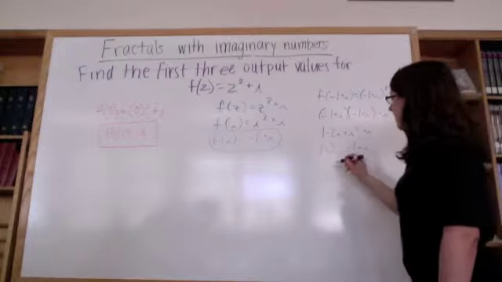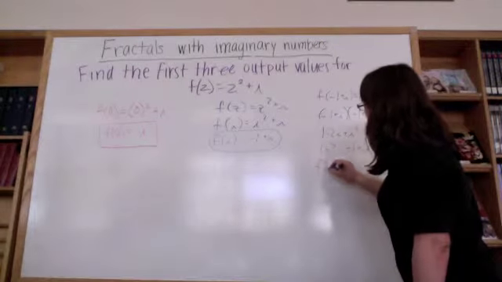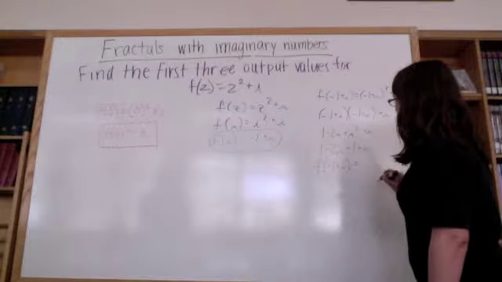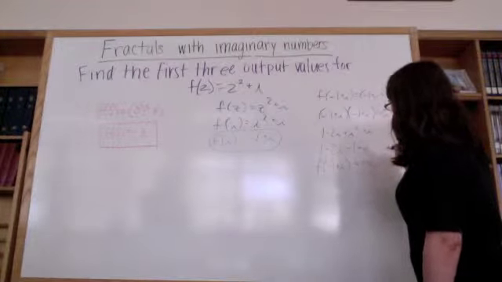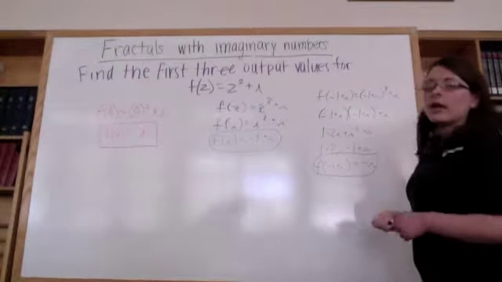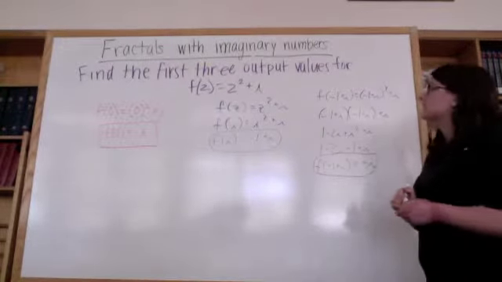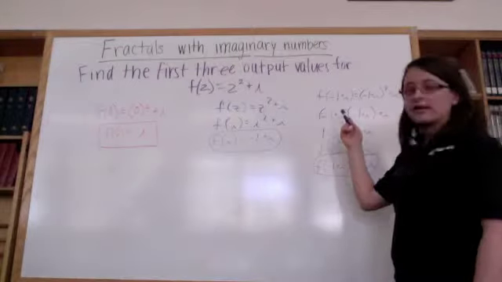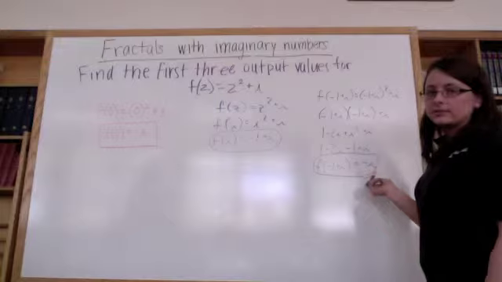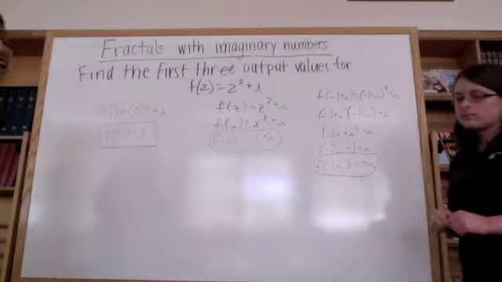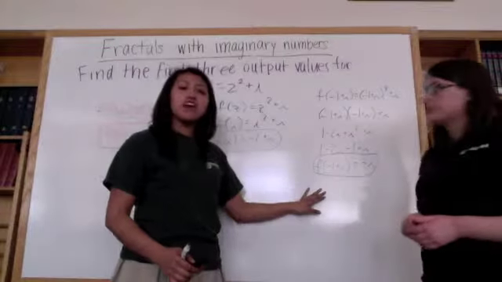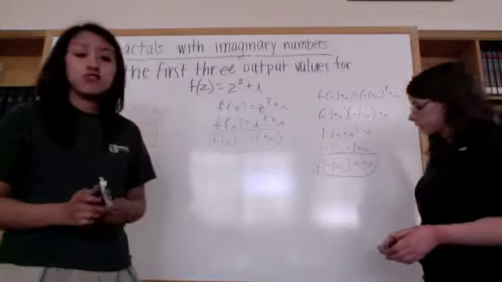And when simplified, this will give us f of negative 1 plus i is equal to negative i, which is our third output value. And as they only asked us to find the first three output values, we can stop here with our third output value. Now that we have found our first, second, and third output values, we can put it in an answer form.